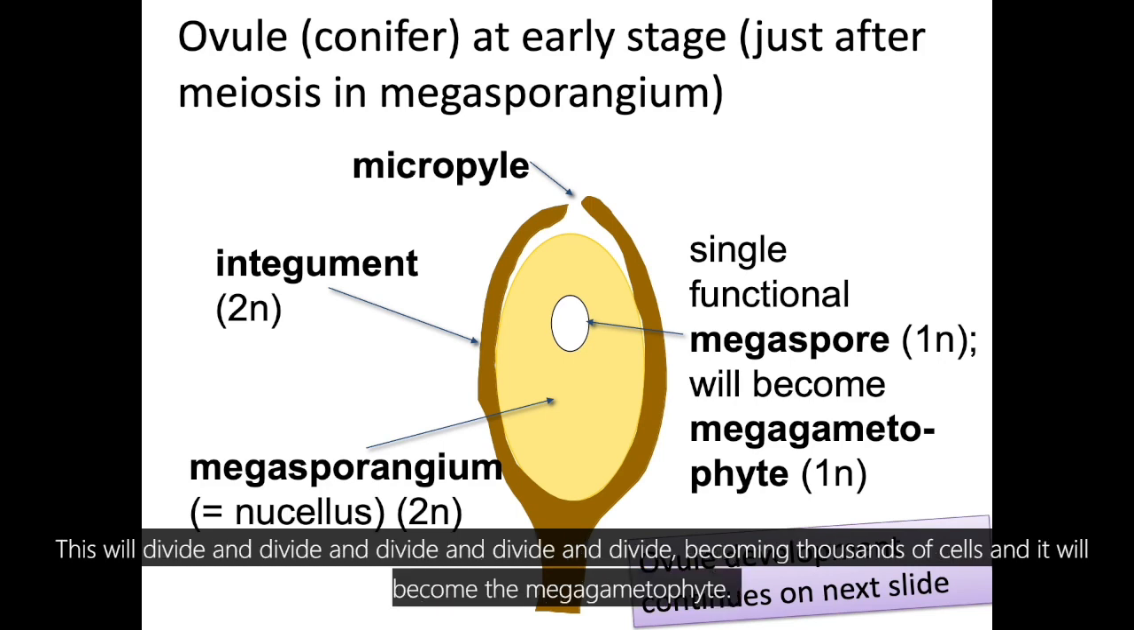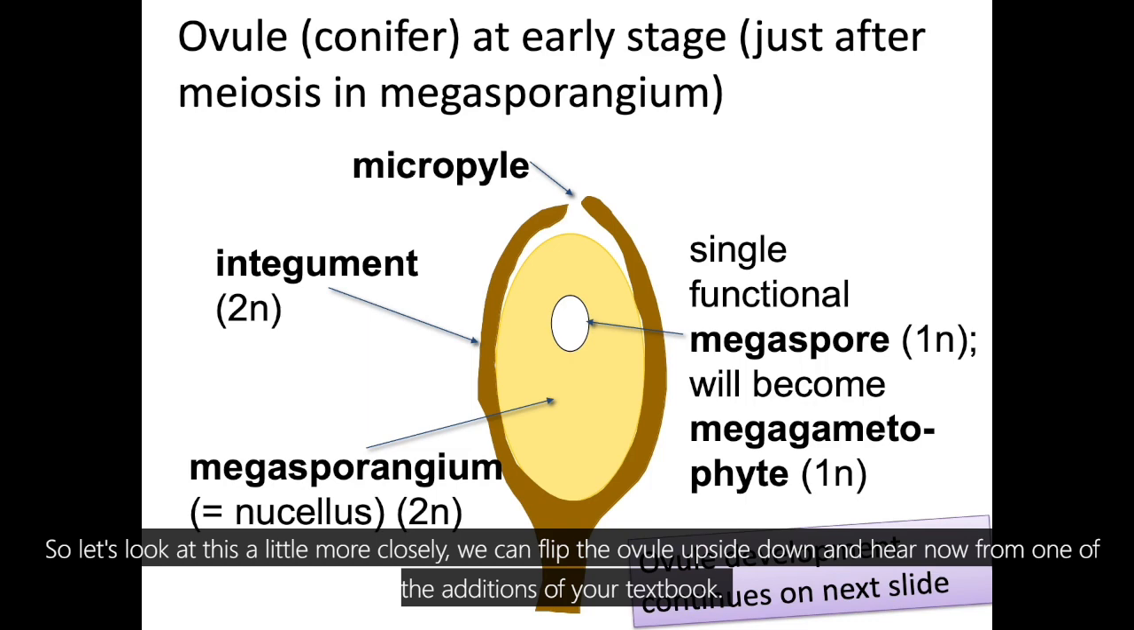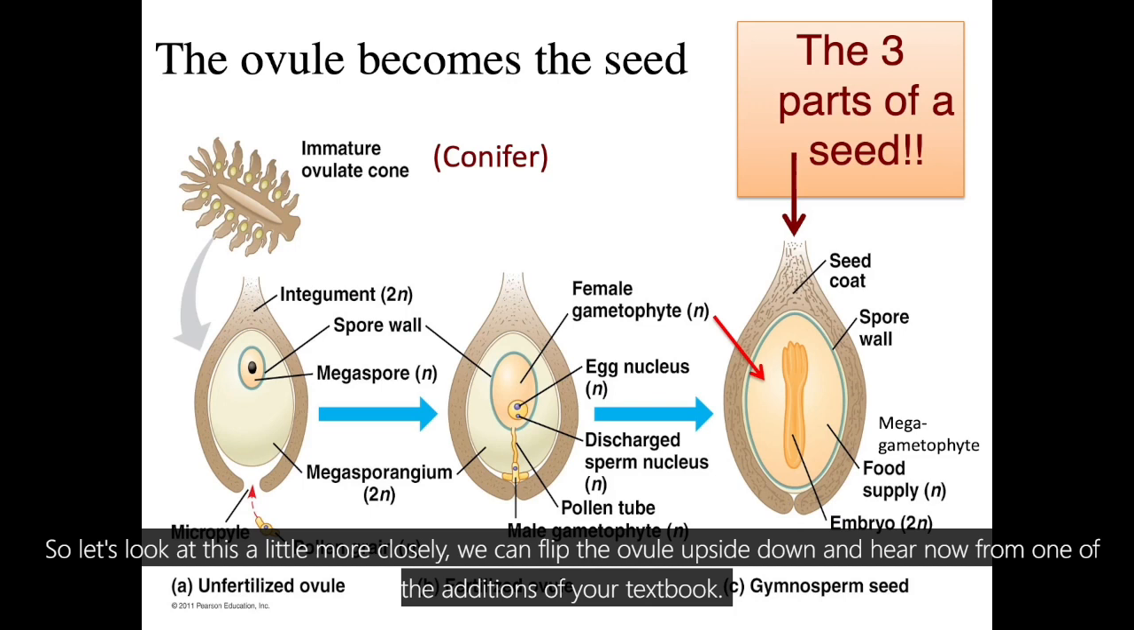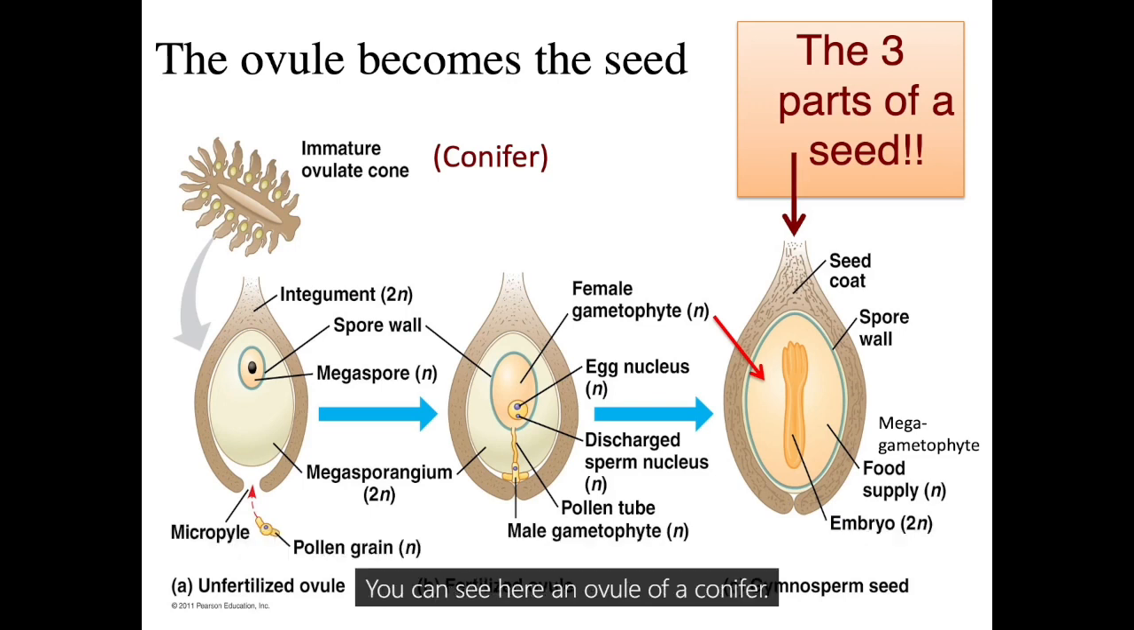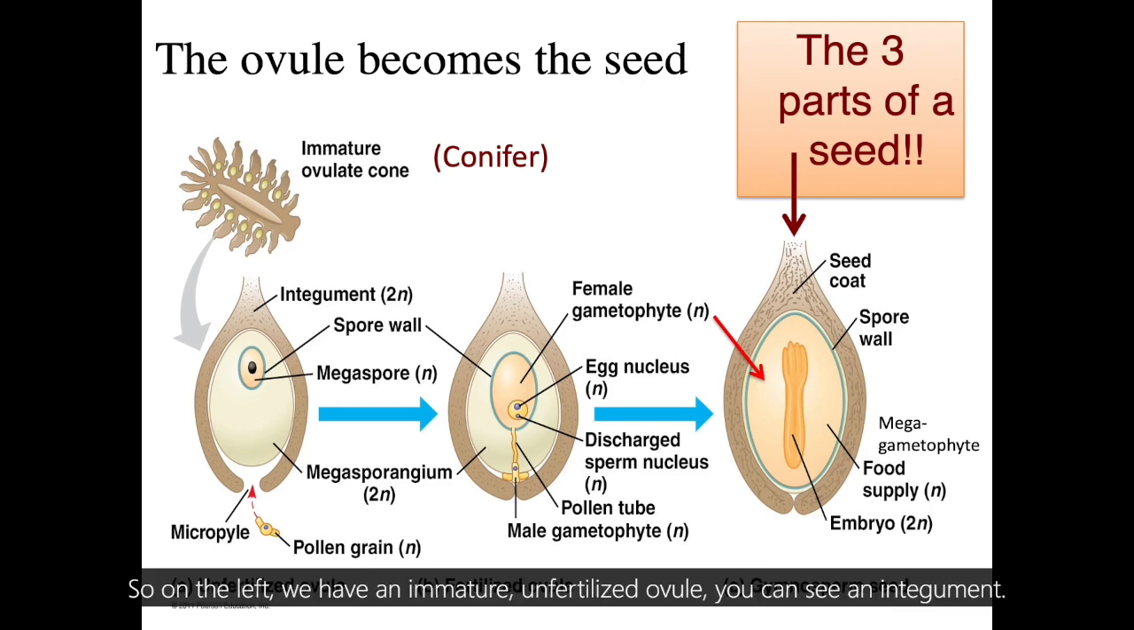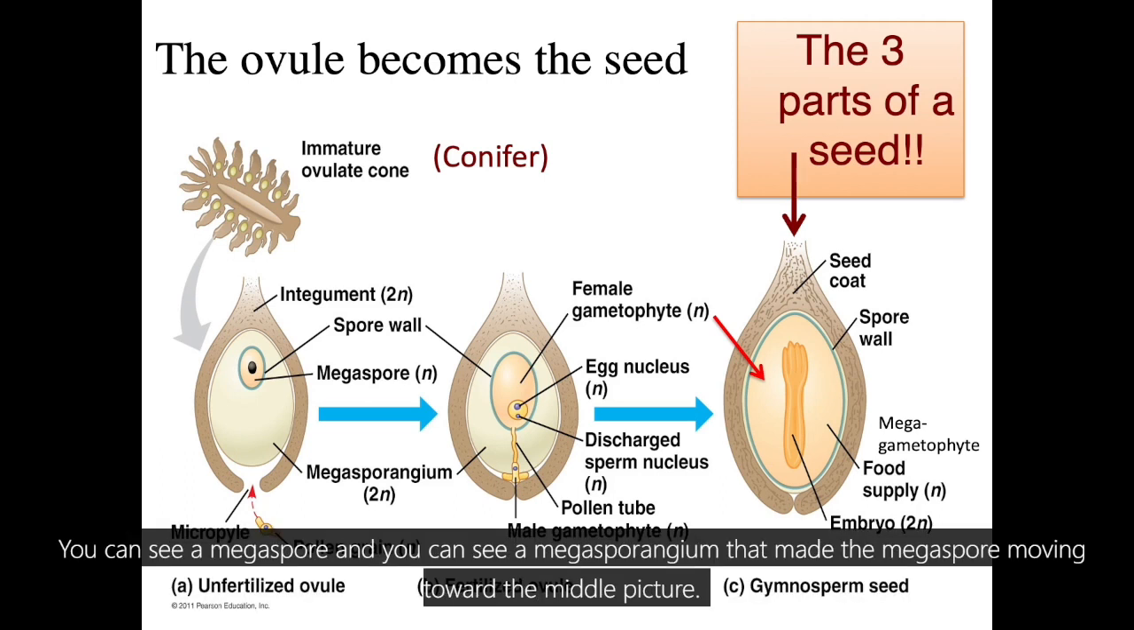So there's a single functional megaspore, which is haploid. This will divide and divide and divide, becoming thousands of cells big, and it will become the megagametophyte. So let's look at this a little more closely. We can flip the ovule upside down, and here now from one of the editions of your textbook, you can see an ovule of a conifer. So on the left we have an immature unfertilized ovule. You can see an integument, you can see a megaspore, and you can see a megasporangium that made the megaspore.